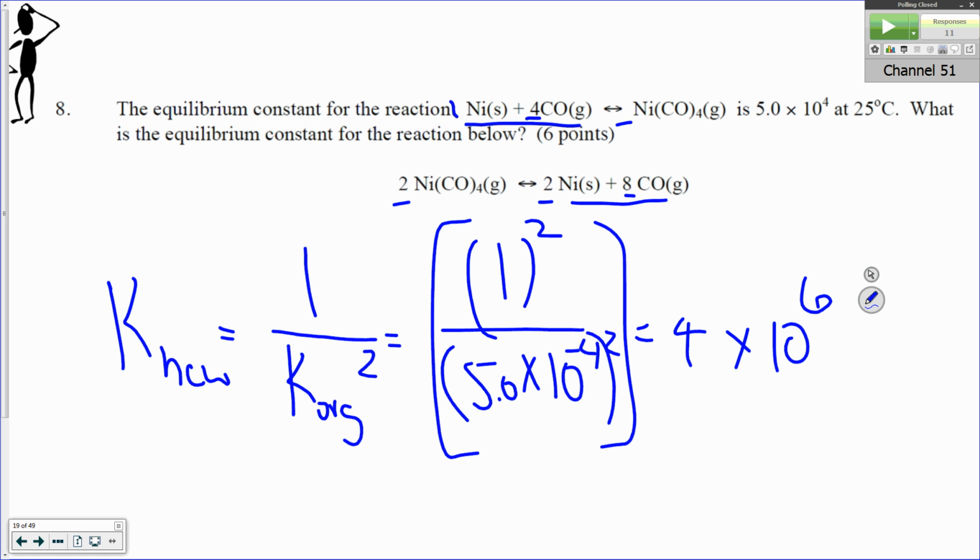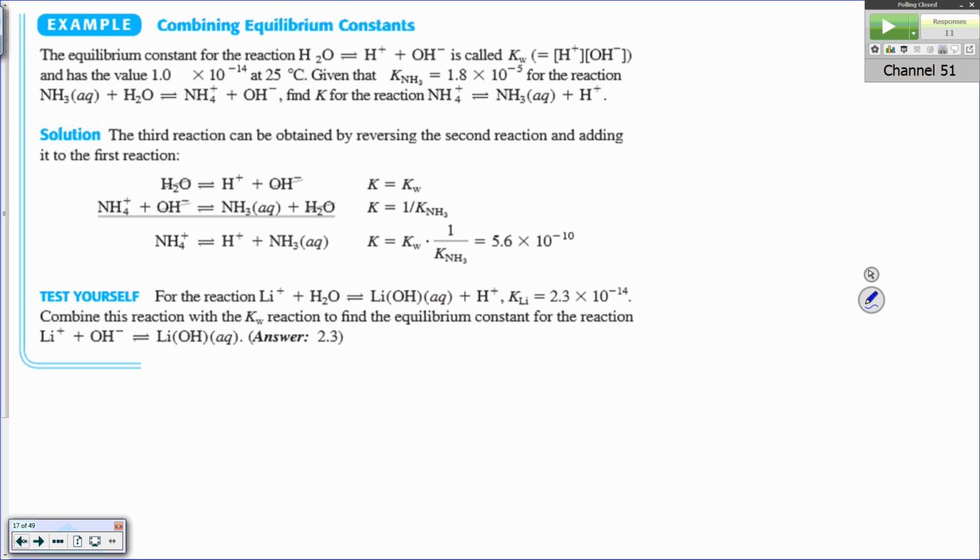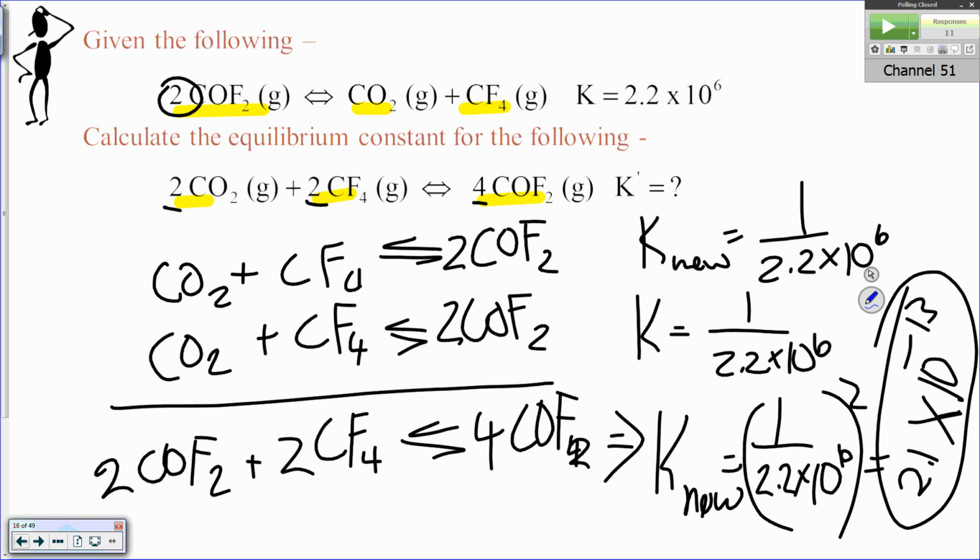With the COF2 going to carbon dioxide and carbon. Okay, I'm going to go back to it for you. All right. So the same thing here. When we squared this one, we took it to the 1. So you square 1, though, you don't change it.